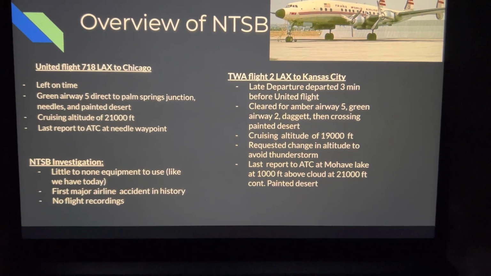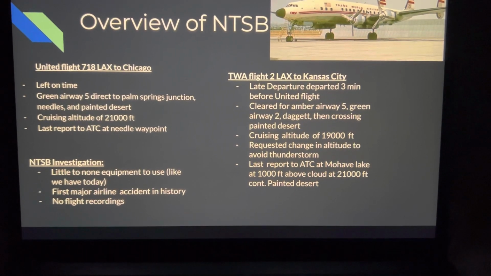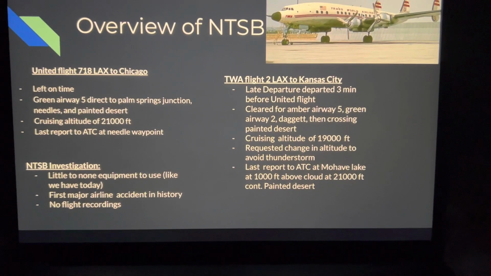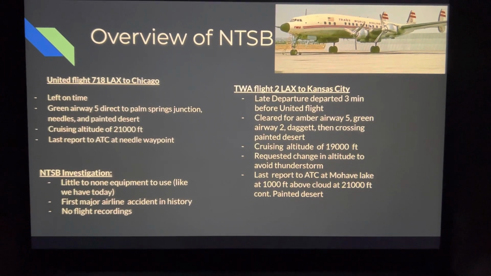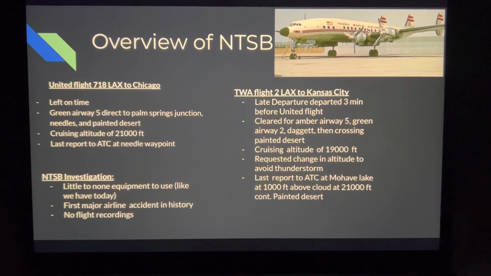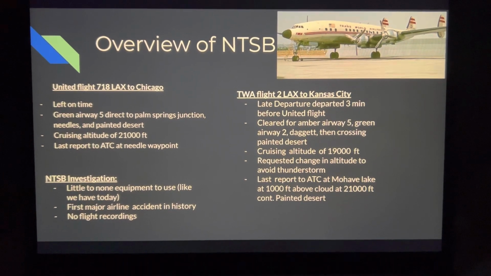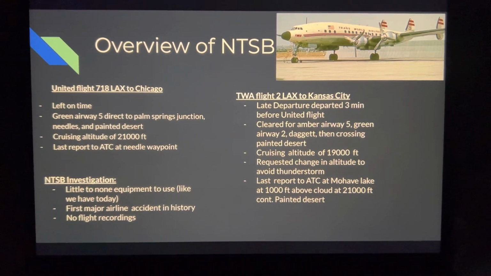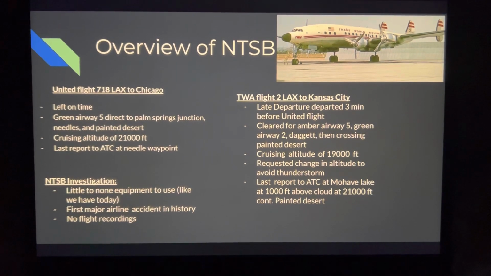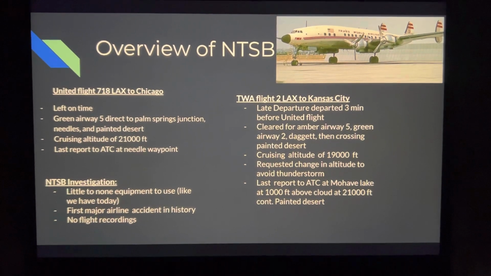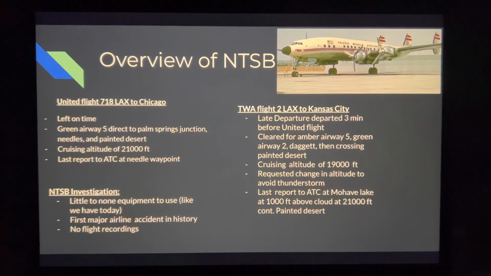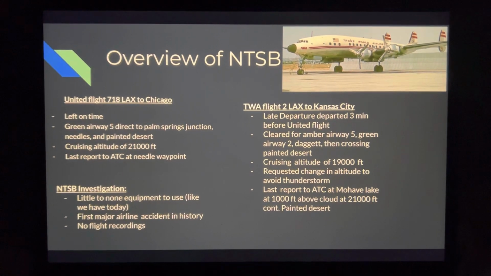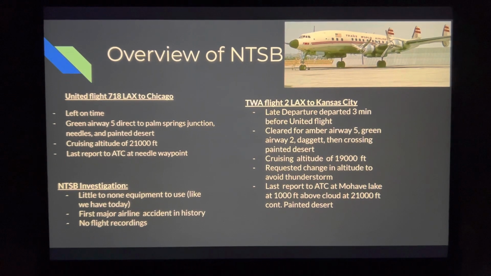With the TWA flight from LAX to Kansas City, there was a late departure and they departed 3 minutes before the United flight. They were cleared for the Amber Airway 5, Green Airway 2, Daggett, then crossing Painted Desert. They were at a cruising altitude of 19,000 feet and requested the change in altitude to avoid a thunderstorm. And the last report to ATC was at Mojave Lake at 1,000 feet above clouds, which would be at 21,000 feet on Painted Desert.